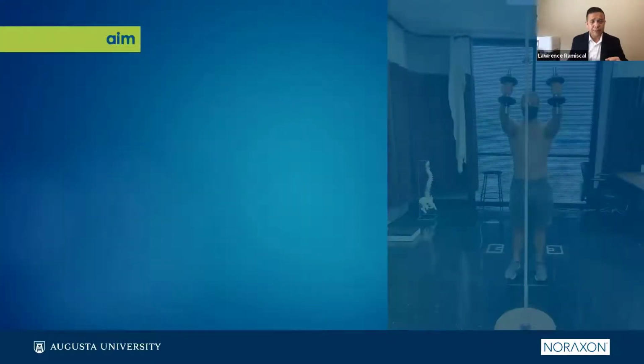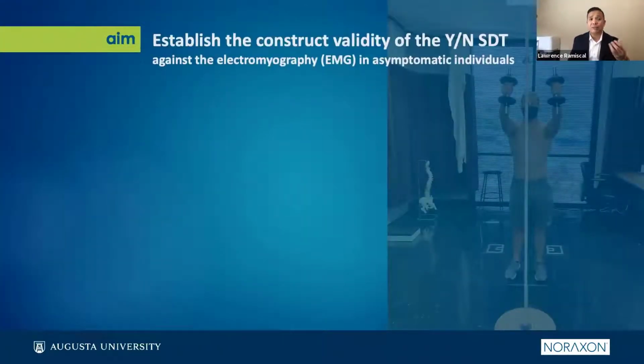So the aim of the study is to establish the construct validity of the YNSDT against the EMG in the asymptomatic population. So now we're using the EMG as a reference standard. Remember I said earlier, and I've been trying to set it up, that the way we intervene and understand this movement impairment is based on the muscles. So that's the reason why I chose to do EMG.